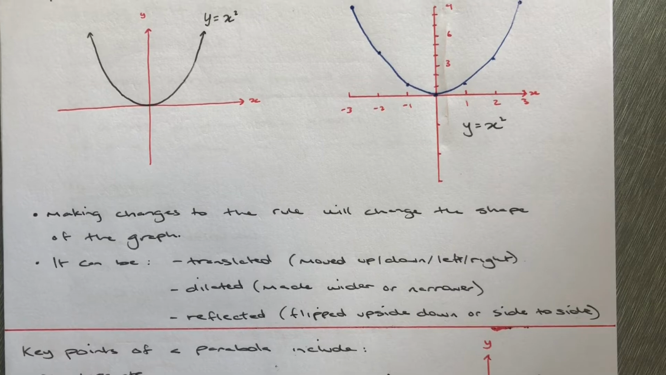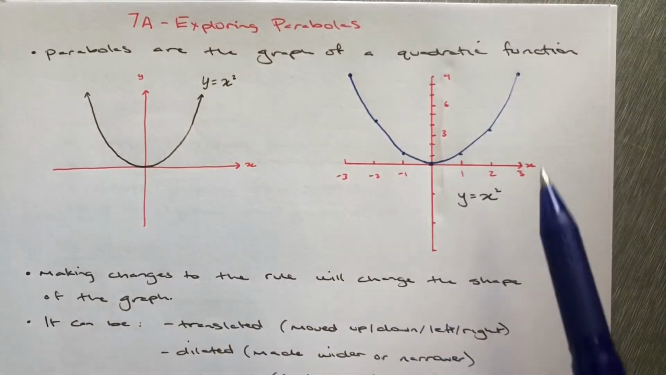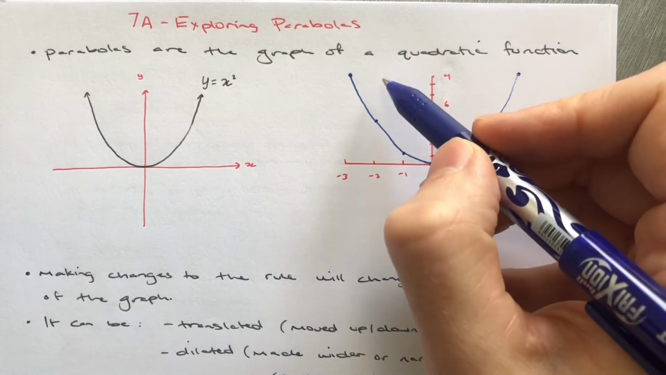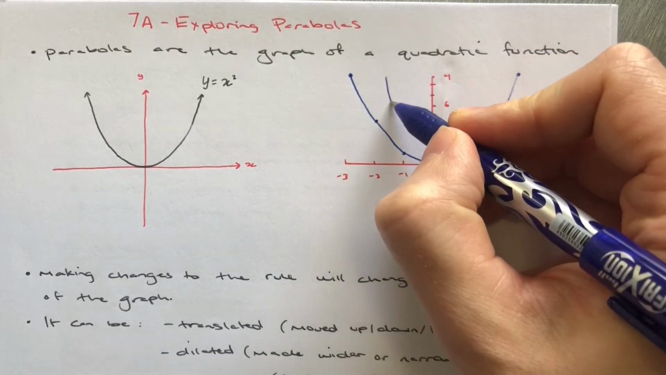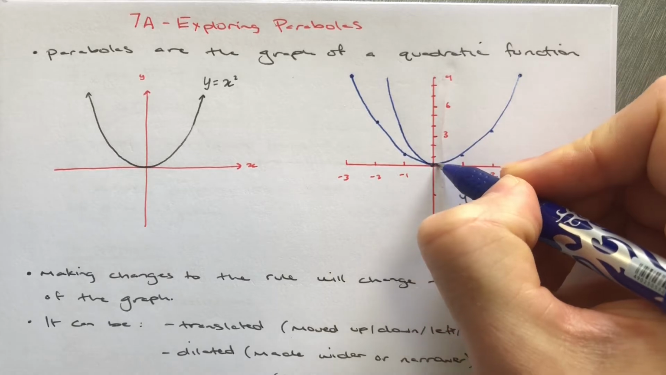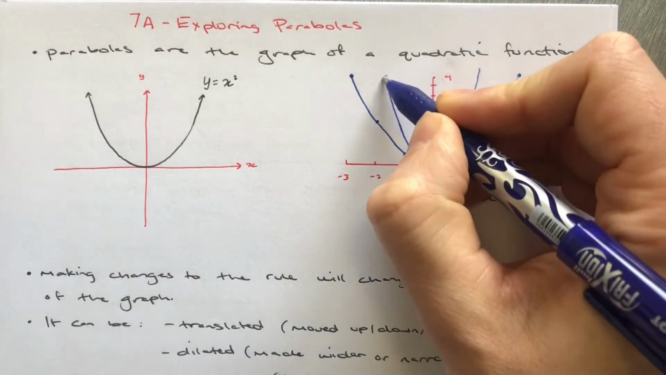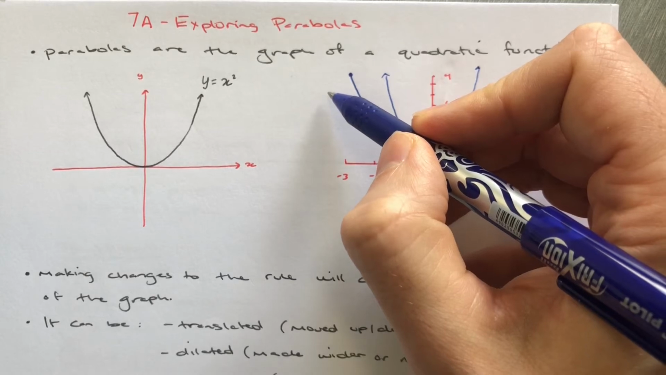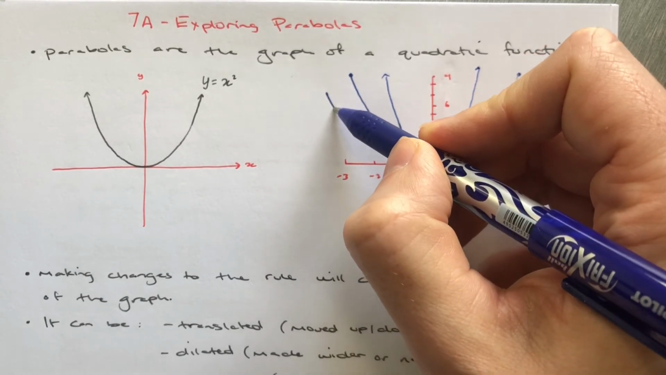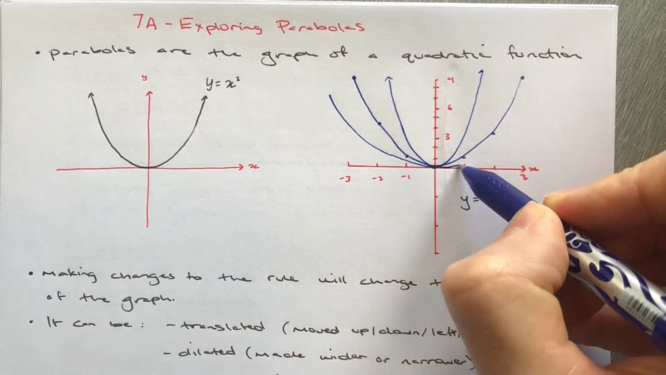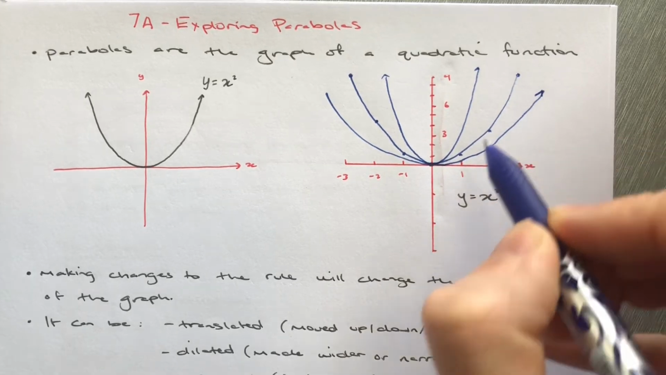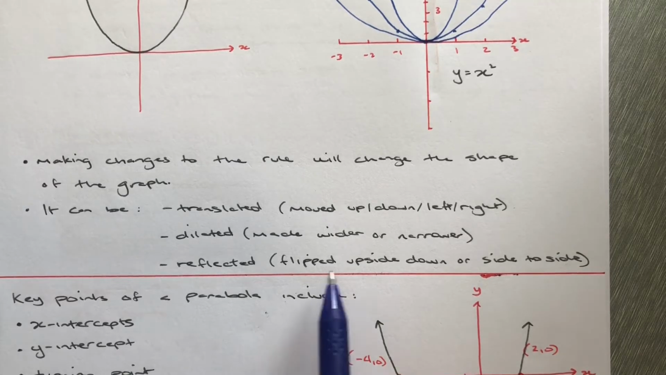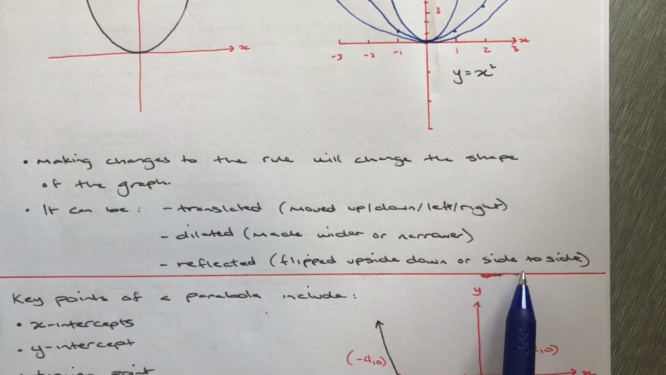So instead of having this curve here, we could put some sort of dilation in, and the curve could end up looking a little bit like that. So it's been made narrower. Or in another case, another transformation, a dilation has happened, and it could make it wider, like that. Okay, so that's what dilation means. And reflection, it could be flipped upside down or flipped from side to side as well.